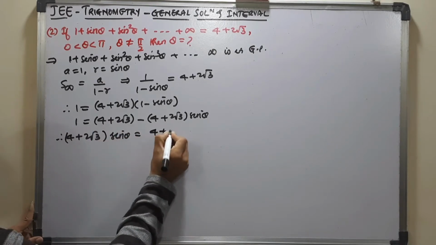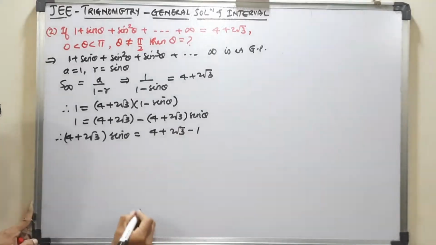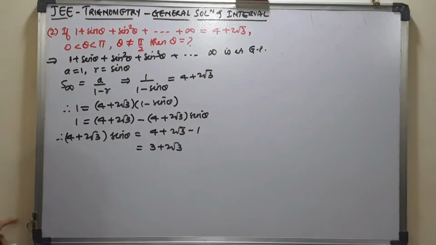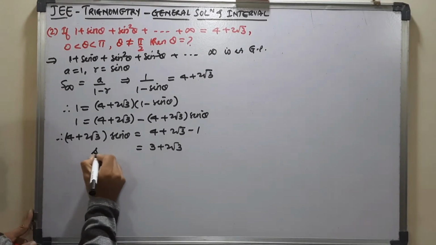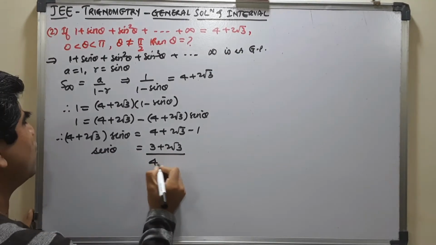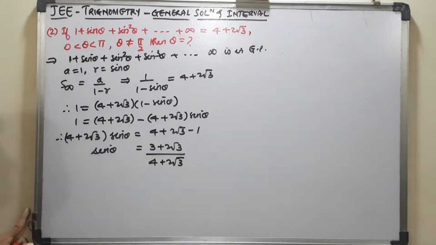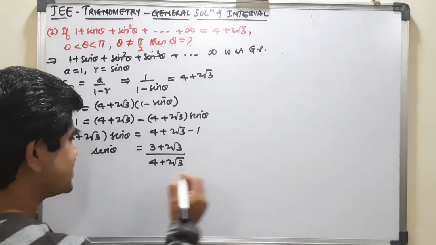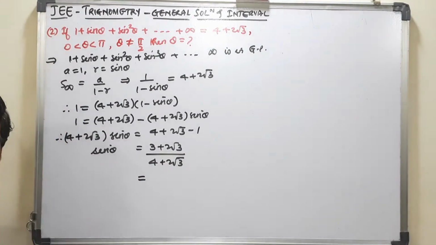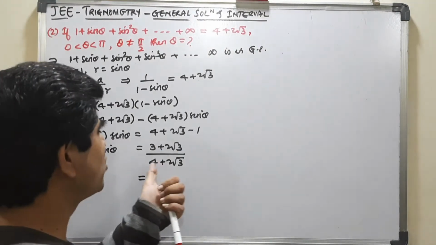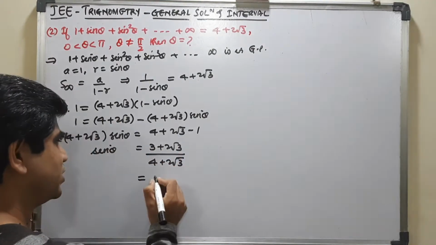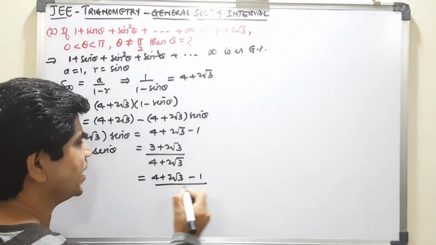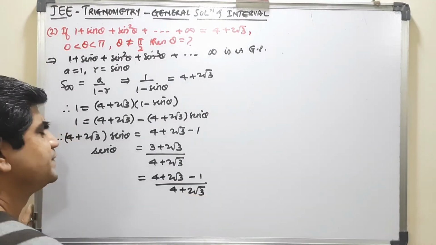I get 4 plus 2 root 3 minus 1, which is nothing but 3 plus 2 root 3. That is, here it is sine theta, which will give you 3 plus 2 root 3 upon 4 plus 2 root 3. Upon solving this I will convert to the same numerator and denominator. So what I find here is 4 plus 2 root 3 is there, so I will write here also 4 plus 2 root 3 minus 1. So it becomes 3 plus 2 root 3 upon 4 plus 2 root 3.